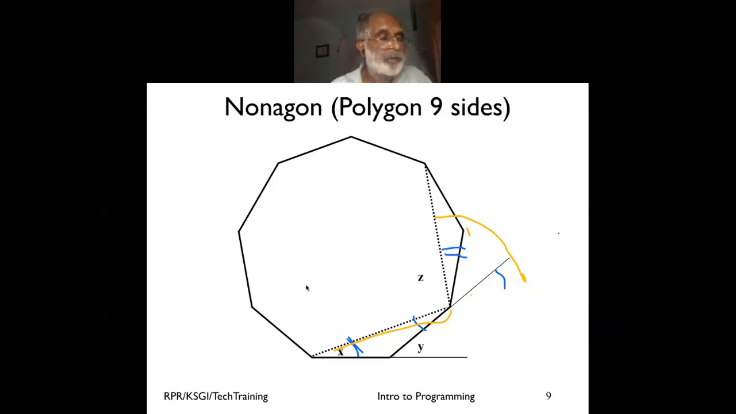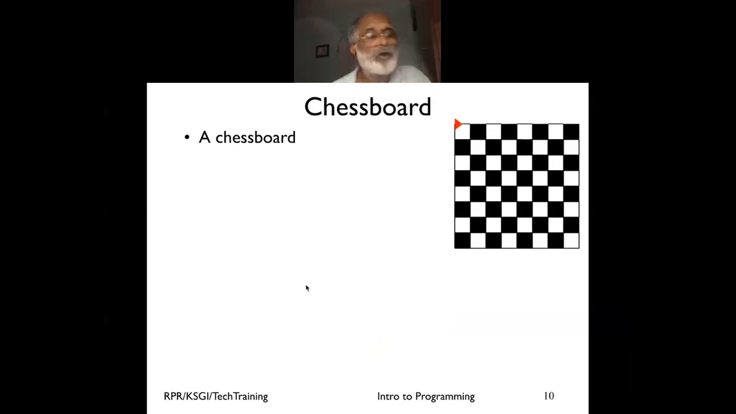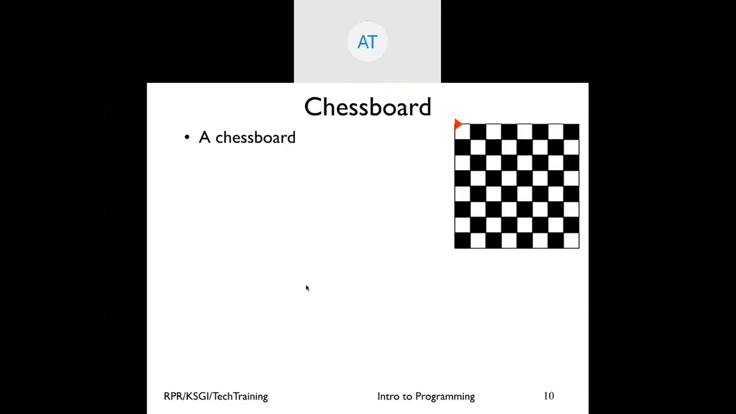Yes, sir. Now let's go to the chessboard. How do you draw the chessboard? The reason I gave you the chess problem is to think logically. First, you'll draw a whole square. If you can proceed like that, and then you can use pen up and pen down functions. There are different ways of doing it.